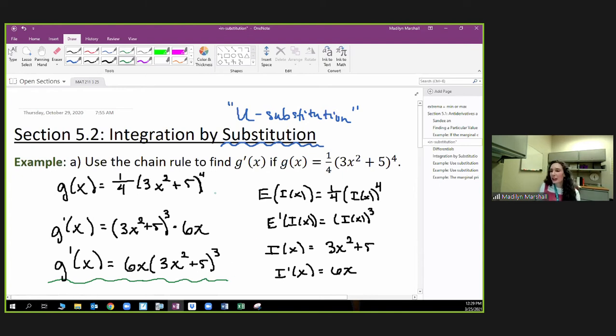So when we use the chain rule to find a derivative, we have that main chunk from the exterior, the derivative of the exterior part, and then we also have that derivative of the interior part. So doing a chain rule will leave us with these two parts.